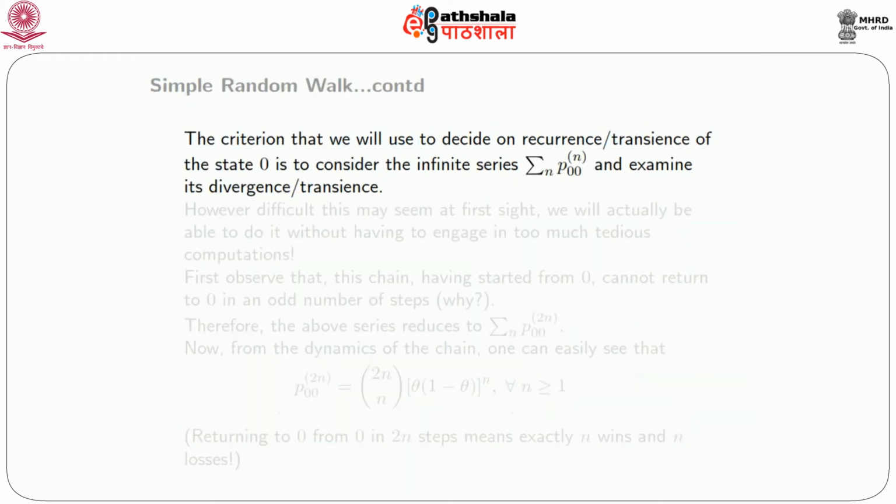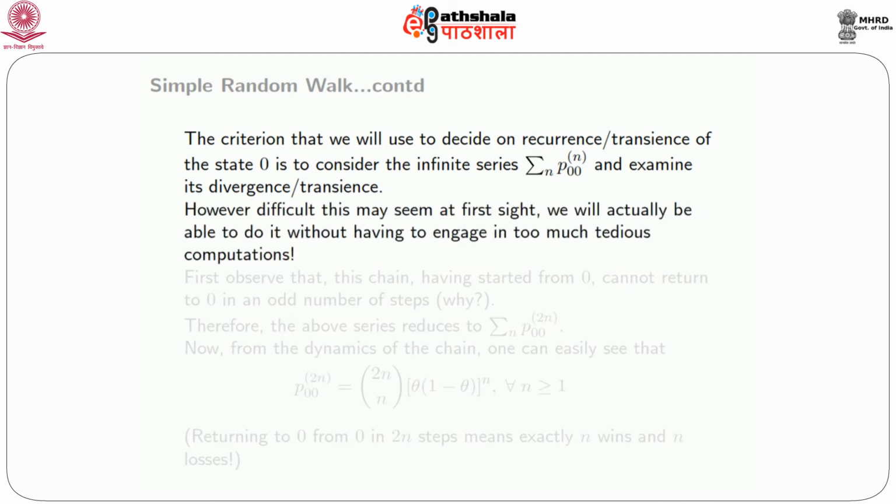And for the criterion for deciding whether 0 is transient or recurrent, we would consider the criterion where we have to look at the infinite series P00 super n and examine its divergence or convergence. Now, this may seem very difficult at first sight, but we'll actually be able to do it without having to engage in much tedious computation.